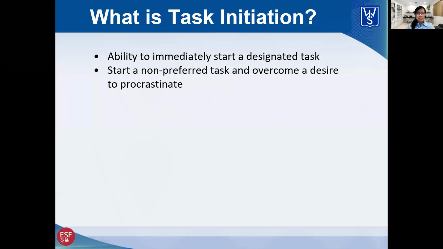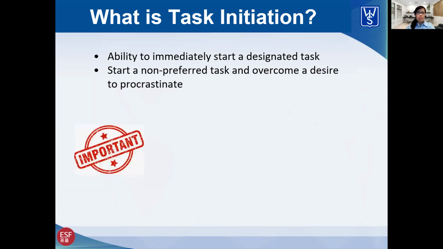What is task initiation? Well, it's the ability to immediately start a designated task. It's also the ability to start a non-preferred task and overcome a desire to procrastinate. Often I hear that their child is interested, they can spend hours on it. Now that's different because it's a preferred task. Why is task initiation important?